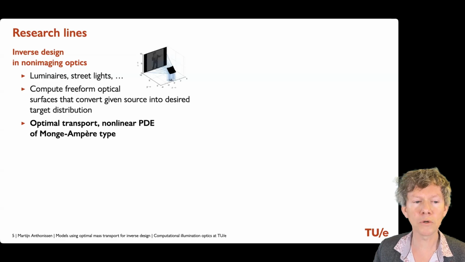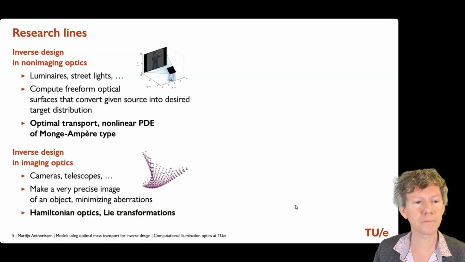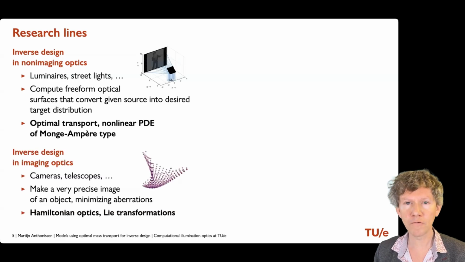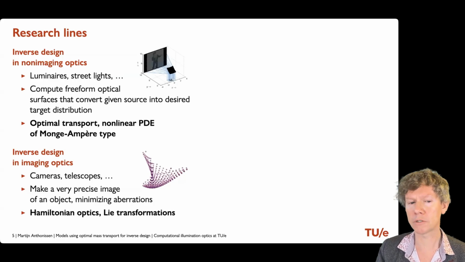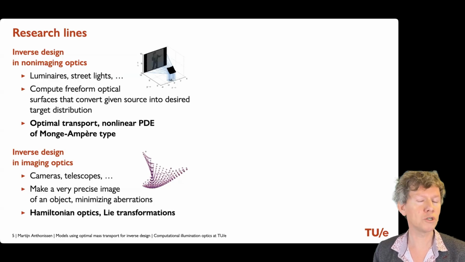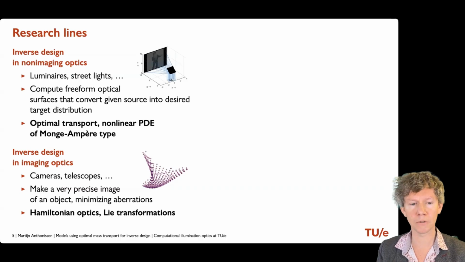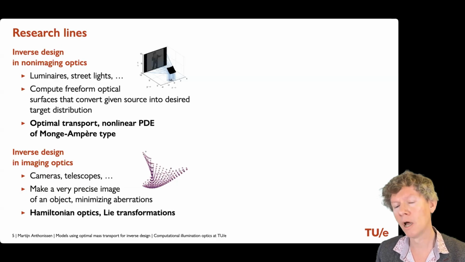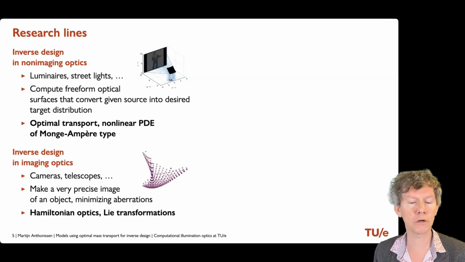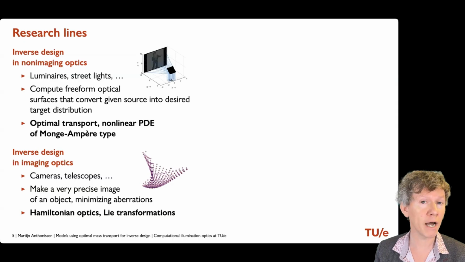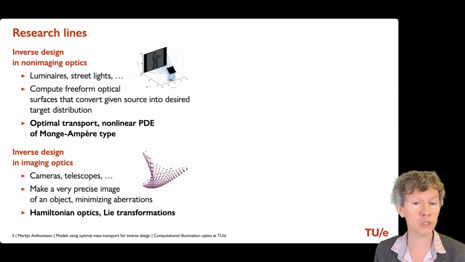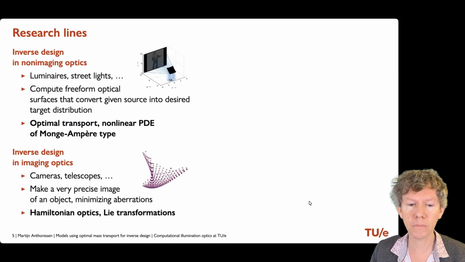Then more recently, we also started working on inverse design in imaging optics. So think cameras, telescopes, and so on, where the goal is you have some object and you want to have a very precise image without aberrations, without deviations from a linear transformation. And the mathematics we use there is Lie algebra to describe these aberrations. You can find analytical expressions for aberrations. And if you have those, you can aim to make them as small as possible.